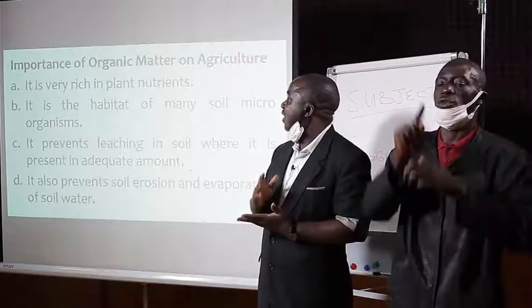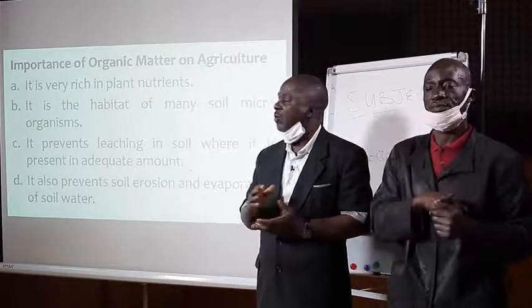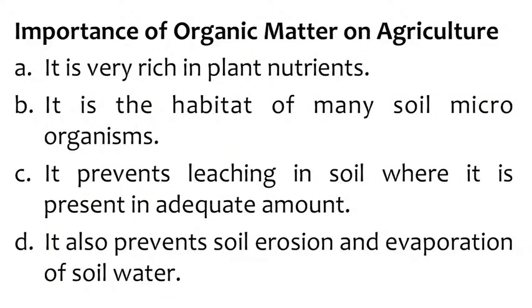What then are the importance of organic matter on agriculture? 1, it is very rich in plant nutrients. B, it is the habitat of many soil microorganisms. C, it prevents leaching in soil where it is present in adequate amount. D, it also prevents soil erosion and evaporation of soil water.